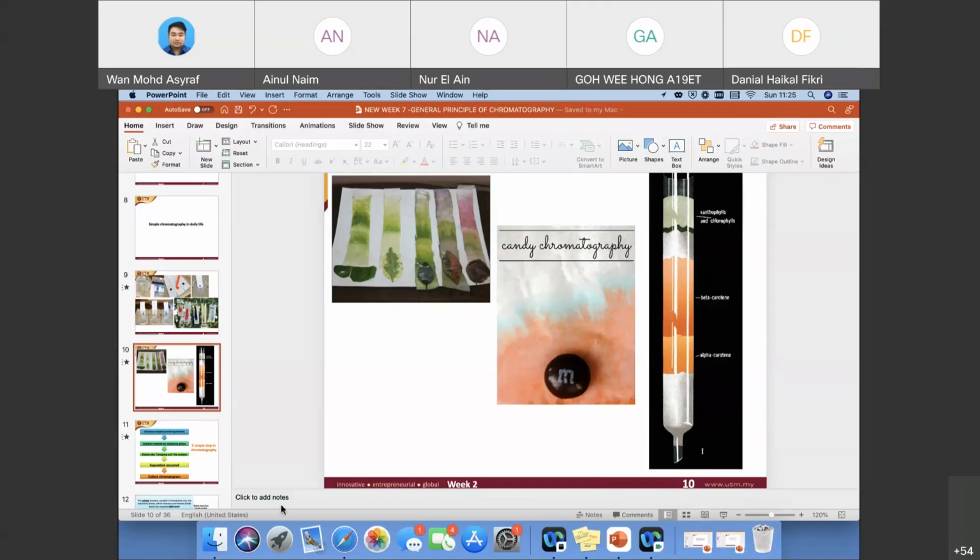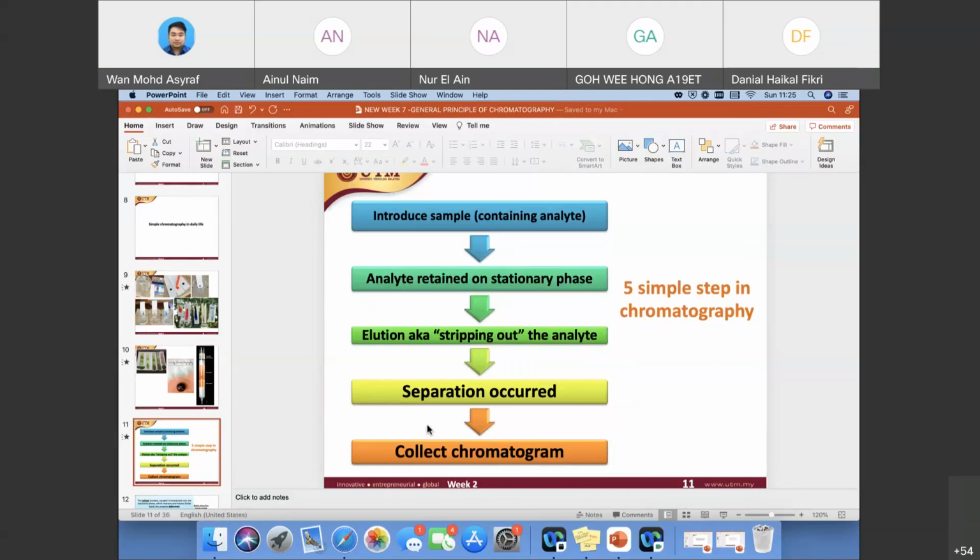All right. So that is how chromatography is inside your daily life. Okay. So there are 5 simple steps in chromatography, right? But it is not this simple. This is the 5 major steps in chromatography.